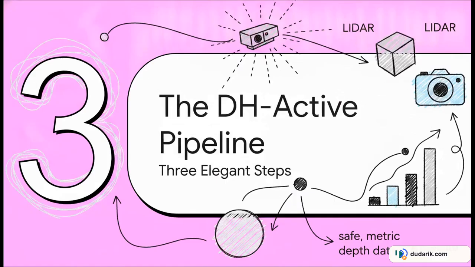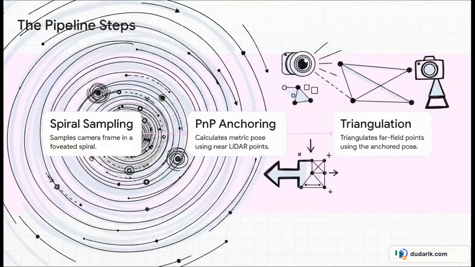Let's move on to Section 3, how the pipeline works. So you might be wondering, how exactly does a zero-parameter algorithm track a pixel and turn it into safe metric depth data? Well, the self-consistent loop works in three really elegant steps. First up, it samples the camera frame in a foveated spiral. That basically means it looks densely at the center of the gaze and spreads out, kind of mimicking biological vision. Second, it takes those nearby points that do have LiDAR depth to solve the perspective-n-point, or PnP, problem.